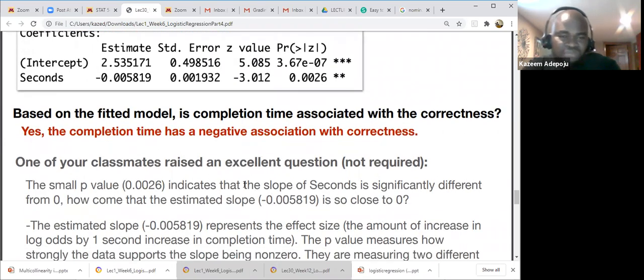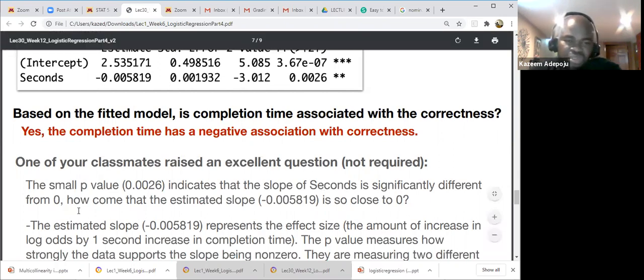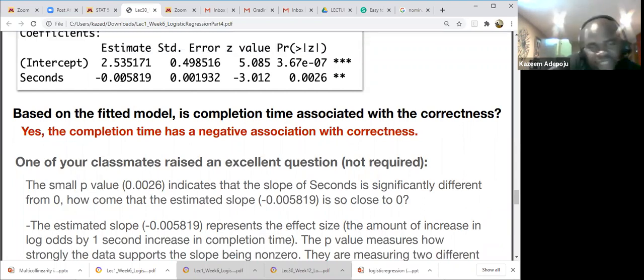One of your classmates raised an excellent question. The small p-value, which is right here, indicates that the slope of completion time is significantly different from zero. How come the estimated slope, which is this value here, is so close to zero? Despite the fact that this is statistically significant, when you look at this value here, it's very close to zero.